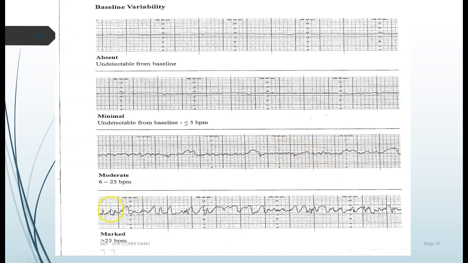Now on this one, this is marked variability. These beat to beat changes are greater than 25. This might be an acceleration like those. I'm not sure. But if we look right through here, even if we're not sure what to call that, we can tell that this right through here is greater than 25. And so this is just kind of all over the place. This is going to tell us that we do have a hypoxic kiddo. This kid needs oxygen. We want it to look more like this.